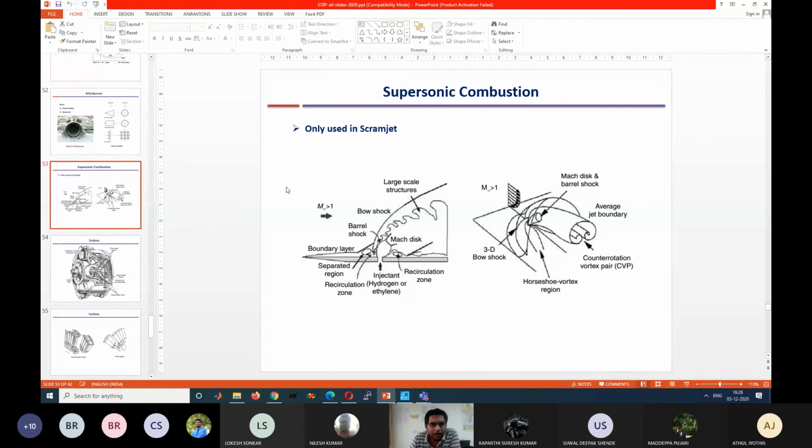Anyway, not much time is there today. So we will discuss turbines in the last class. Not again in detail, like compressors. We don't need to go into too much detail of turbines.